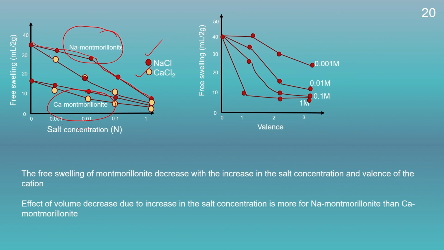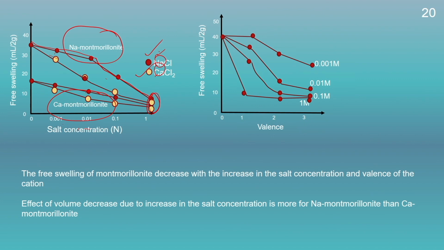Similarly, with increase in the calcium chloride solution also, the swelling volume is decreasing. However, due to the change in the salt type from sodium to calcium, the swelling of the soil will be different. That means, the swelling for the same sodium montmorillonite will be different when we change from sodium to calcium, but at high concentration almost identical values of swelling can be observed.